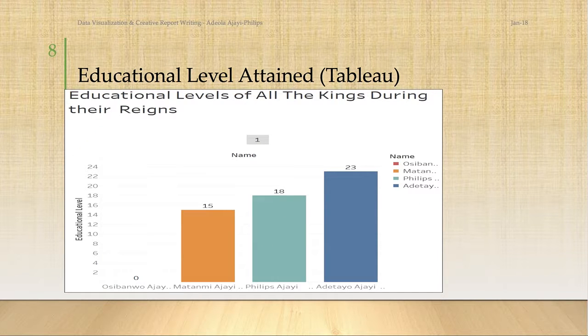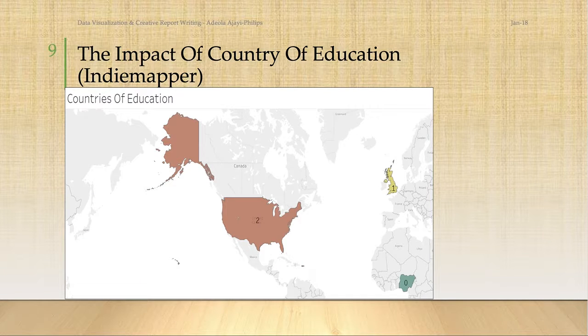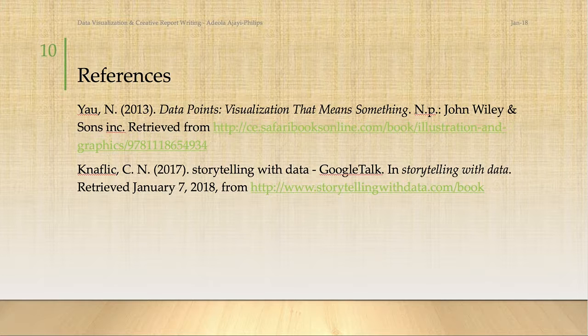So this is the Tableau visualization of the education that they attained. You can tell that my father is high there, and this shows the countries where they had their education. My father had his education in the US, and one other king had his education in the US. The one that had his education in Nigeria had not much impact. Well, this is the representation.